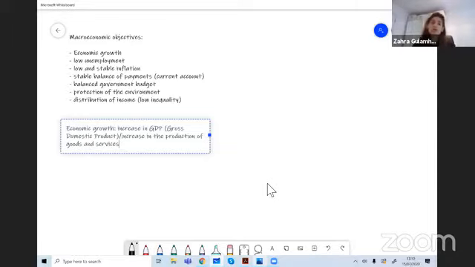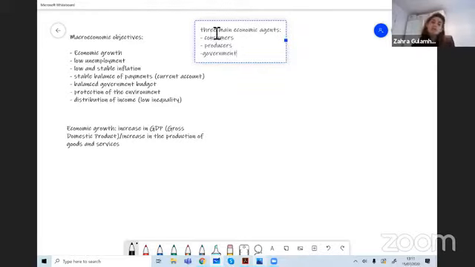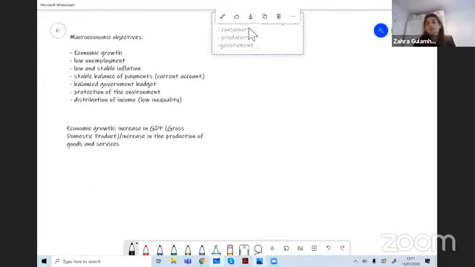And remember our main economic agents before we go into it. We've got three main economic agents that we look at. We have the consumers, we have the producers, and we have the government. So every time we look at the impact of anything, we think about what's going to happen to consumers, how this is going to impact producers, and what is going to be the effect on the government.